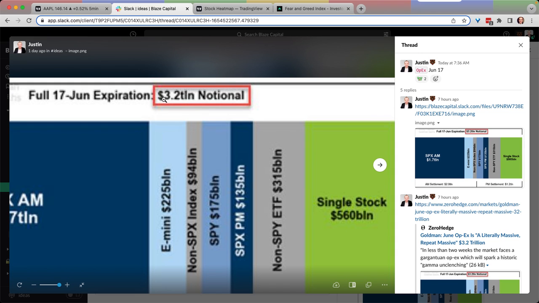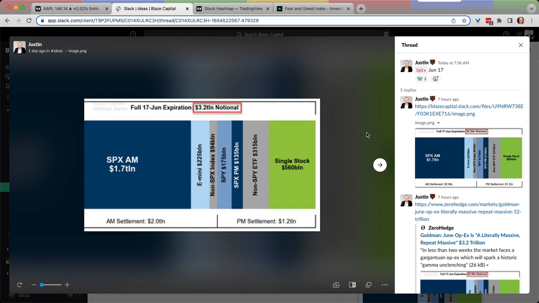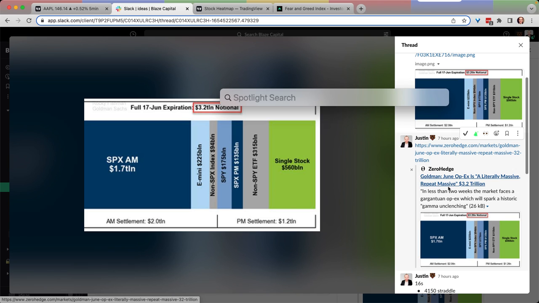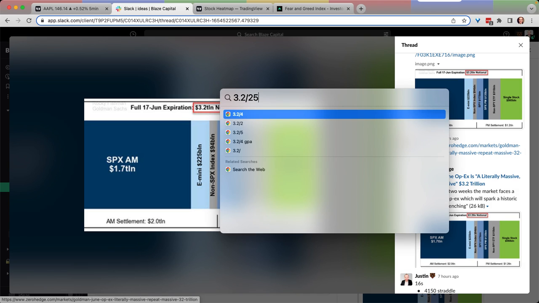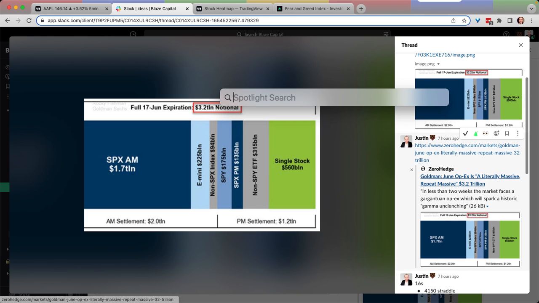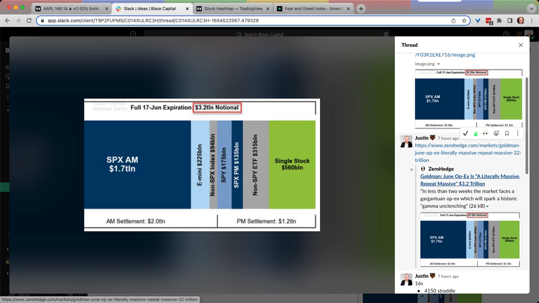Yes, you read that correctly. That is $3.2 trillion in notional value expiring. It is huge. So again, here from Zero Hedge, Goldman says June's OPEX is literally massive. Repeat, massive. $3.2 trillion. And the equity market in the US is worth roughly $25 trillion, give or take, which means that about 13% of the value of the entire stock market is expiring when? Tomorrow. Sorry, not tomorrow, next Friday.